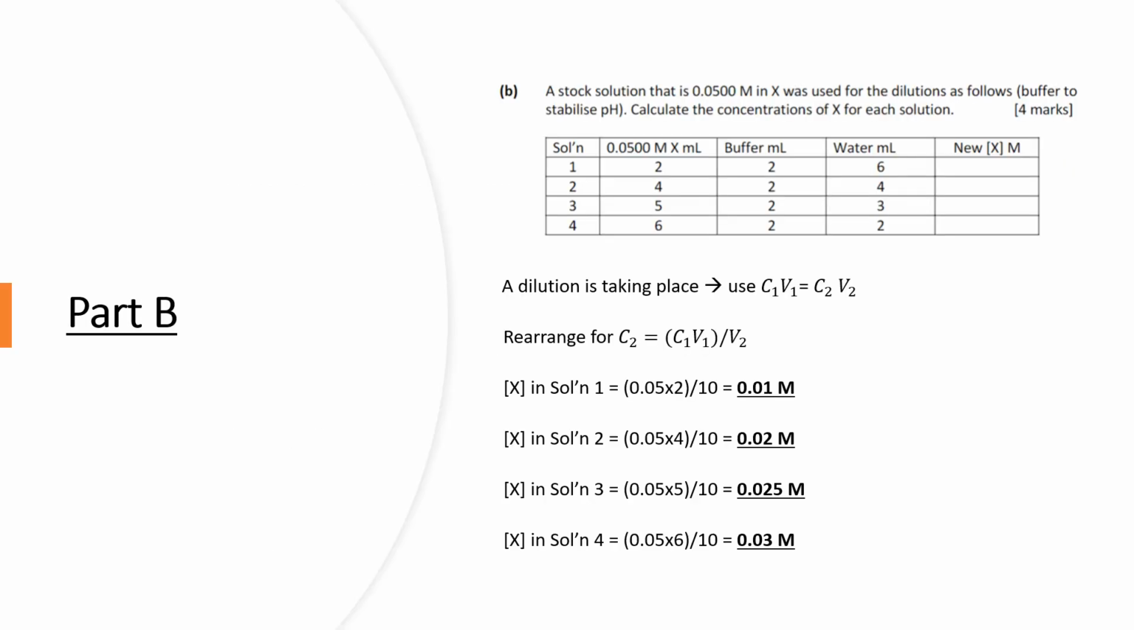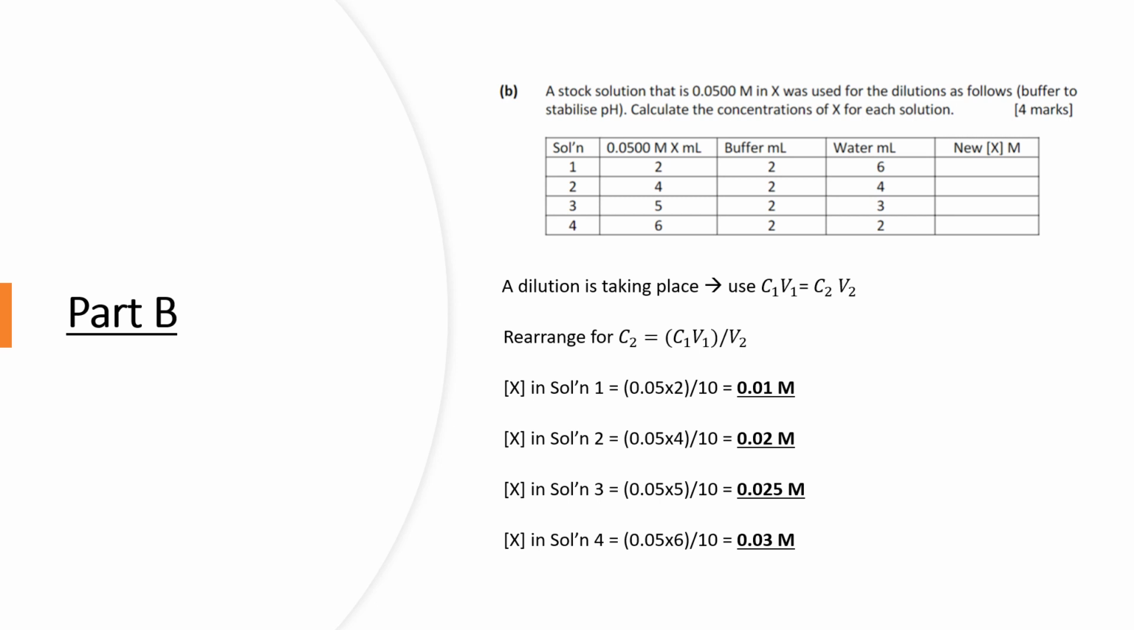So part B asks us the question, a stock solution that is 0.05 molar in X was used for the dilutions as follows. It tells us that a buffer was used to stabilize the pH. It's asking us to calculate the concentrations of X for each solution. There are 4 solutions here in this table. We can see the different volumes of X that we used, the same amount of buffer in each one, and the different volumes of water. What you immediately see is that the total volumes are the same across all of these dilutions.